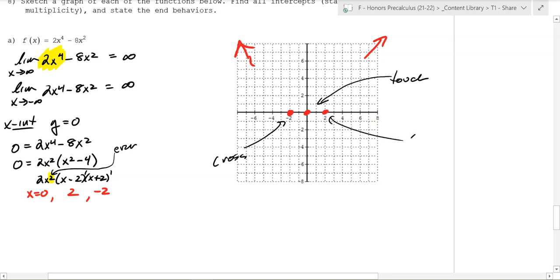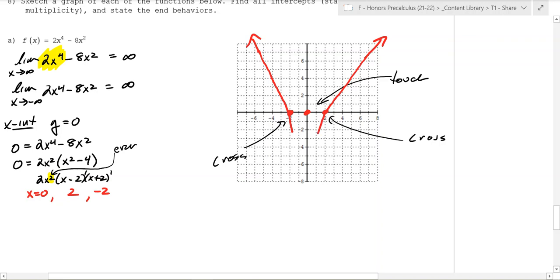Are there any other x-intercepts? There aren't. So you know that since this function is going up here and it's going up here, it's therefore going to have to come down and cross here. You also know it's going to go down and cross here.